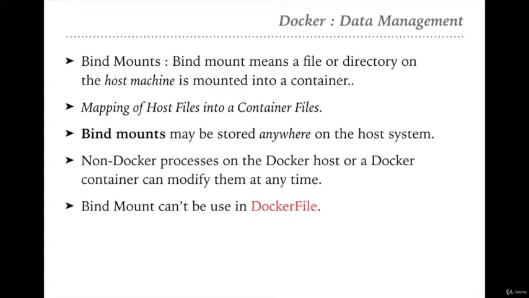But there's a limitation with bind mounts as well. A volume can be used inside the Dockerfile because it is not a hardcoded location on the host machine, right? But bind mounts cannot be used inside the Dockerfile. You cannot define bind mounts inside the Dockerfile, but if you're using a Dockerfile, you can use volumes. So this is the difference between bind mounts and volumes: the advantage of bind mounts over volumes, and the advantage of volumes over bind mounts.